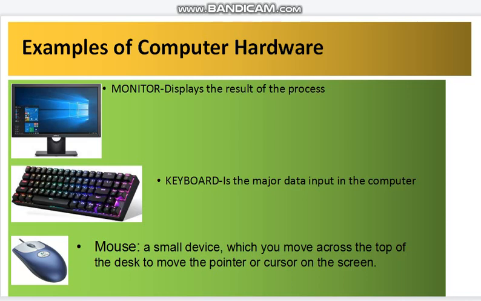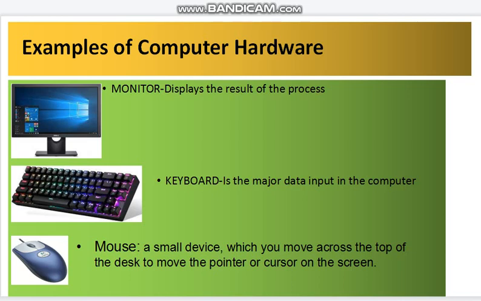Now the third one is the mouse. As you can see, that is a typical example of an optical mouse. A mouse is a small device which moves across the top of the desk to move the pointer or cursor on the screen. So the mouse is a device that also inputs data through the moving of the pointer, which is used to insert information. So that is the mouse. We've already seen three: monitor, keyboard, and mouse.